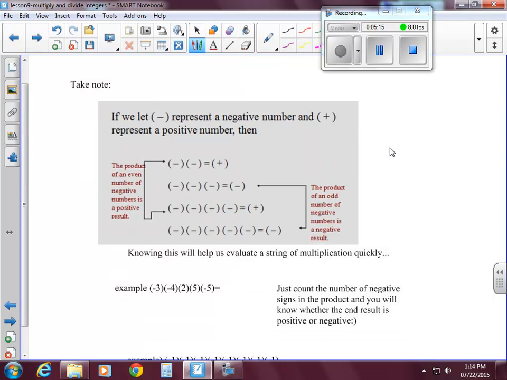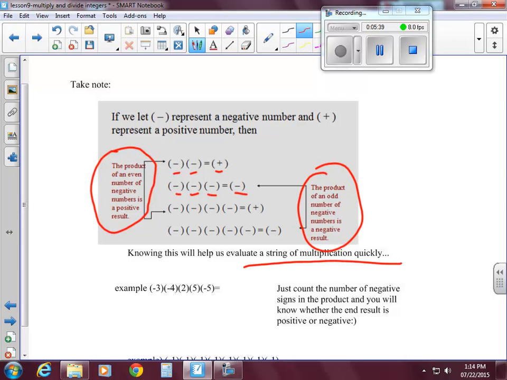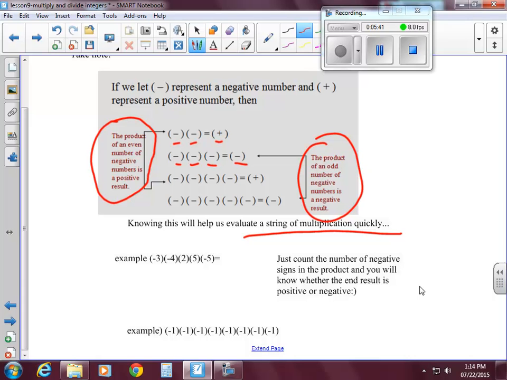Okay, so let's take note then. We know a negative times a negative is a positive. But then a negative times another negative would return a negative. So we're starting to feel like the product of an odd amount of negative numbers is negative, and the product of an even amount of negative numbers is positive. Knowing this will help us evaluate a string of multiplication quickly, i.e., just count the number of negative signs in the product, and you'll know whether your end result is positive or negative.